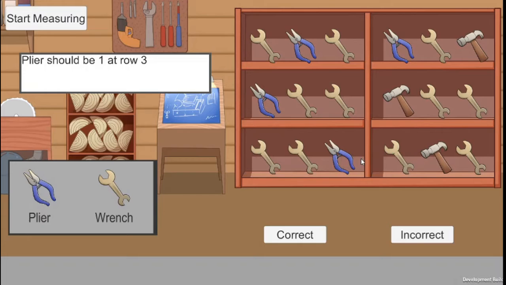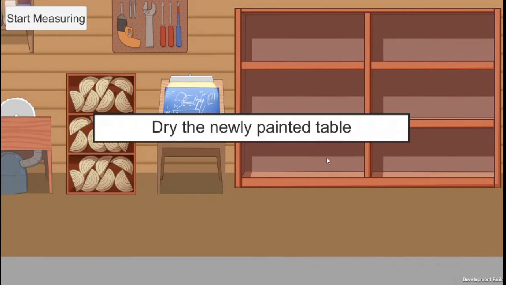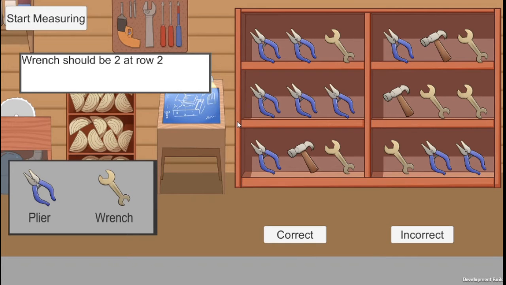So because our sentence is actually correct, we have to press this button, the correct button. Otherwise, if the sentence is not correct, we have to press this incorrect button. So let's click this button. Okay, this is our first sentence that we have to remember. Next, we have to get our second. So let's see, the statement says that there should be 2 wrenches at row 2.